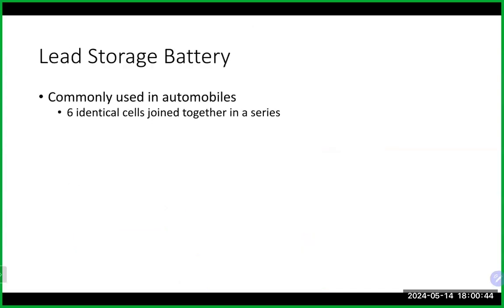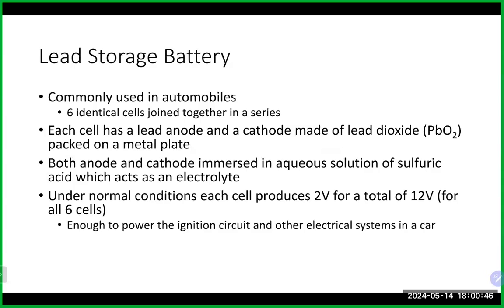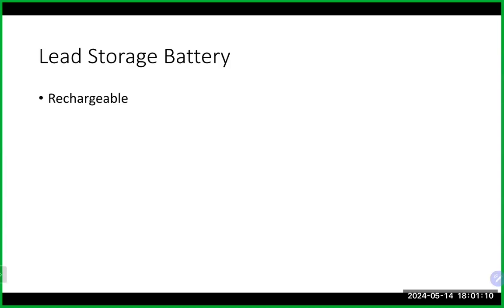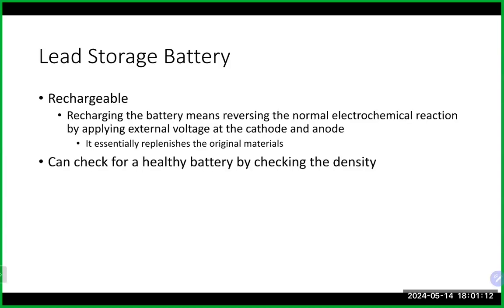Now, a lead storage battery is the kind we use in automobiles, and it is basically a series of cells put together. Each of those basically produces about 2 volts, and with 6 of them in line, it will give you 12 volts overall, which is enough to start your car and get everything going. Except if you're late that day, then it will not start, of course. But it is rechargeable.